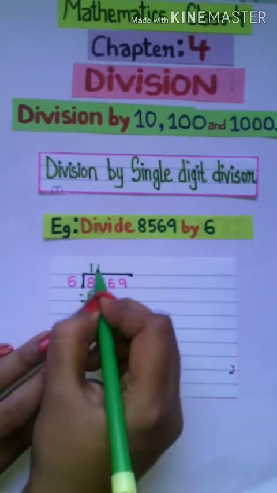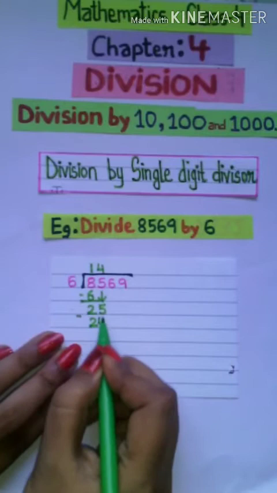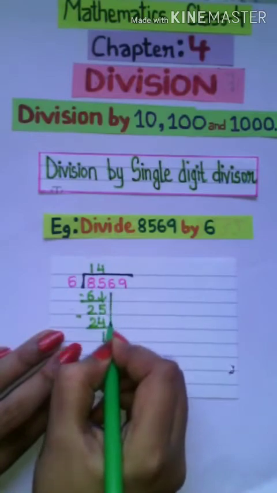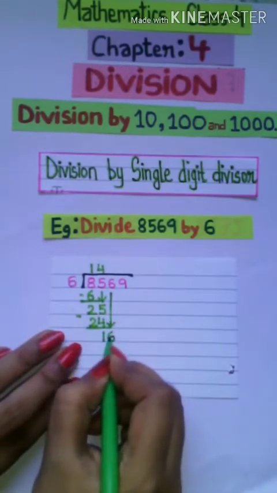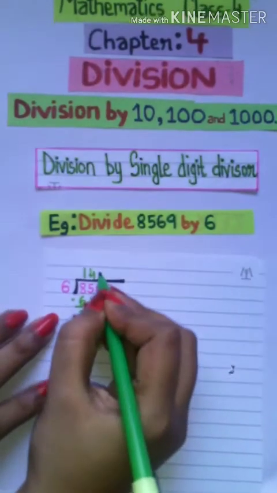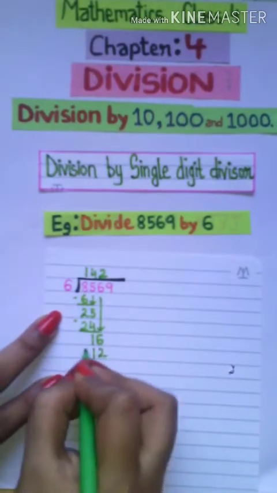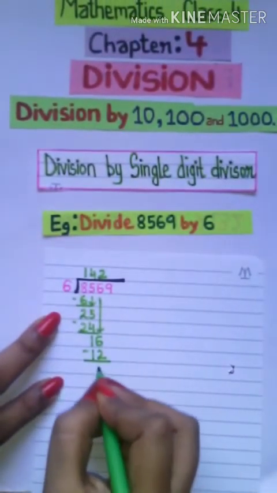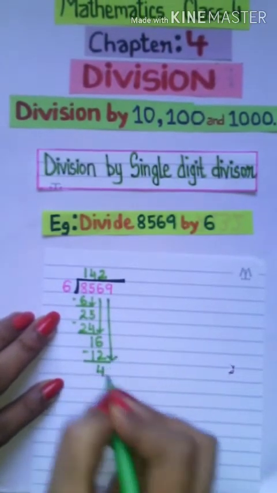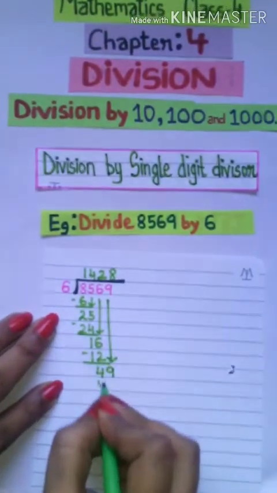6 fours are 24. So 25 minus 24 will give me 1, and I will bring down the 6. 6 twos are 12. 16 minus 12, 4. And then we bring down the 9. 6 eights are 48.